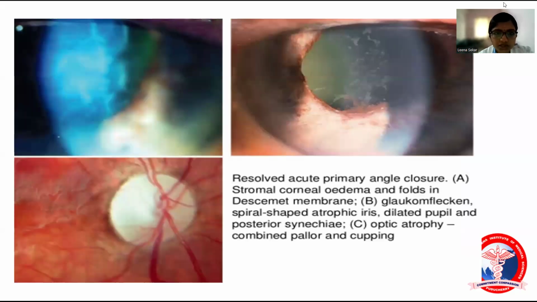So these pictures depict how resolved angle closure glaucoma looks like. First one indicates stromal corneal edema and folds in the Descemet membrane. In picture B, we can see glaucomflecken. In picture C, we can see how the optic atrophy has set in.